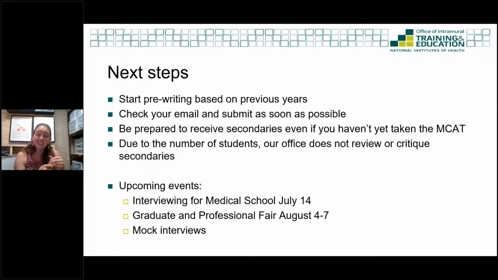Some upcoming events for you to consider attending, again, as we continue this process. Interviewing for medical school, Alina is going to do on July 14th. The graduate and professional fair is in August. I would encourage you to come to that.